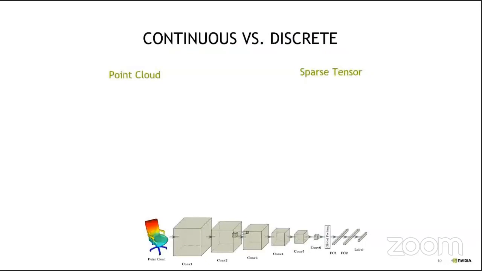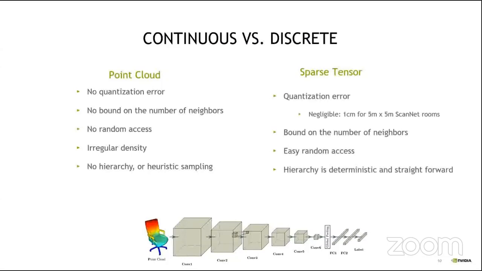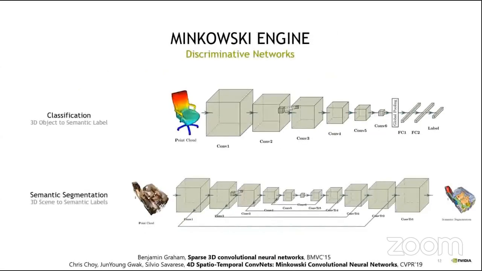Then let's compare some pros and cons of continuous and discrete representations. First, point clouds have no quantization error, but there's no bound on the number of neighbors, random access is not possible, and it has an irregular density. In addition, a hierarchy is not defined and thus requires heuristic sampling. However, in sparse tensors, there's a quantization error. If we use 2 cm voxel size, then 1 cm is the maximum quantization error. But there's a bound on the number of neighbors you can have, and random access is easy. And the hierarchy is deterministic and straightforward. So, using a sparse tensor gives a lot of advantages when we process large-scale point clouds.